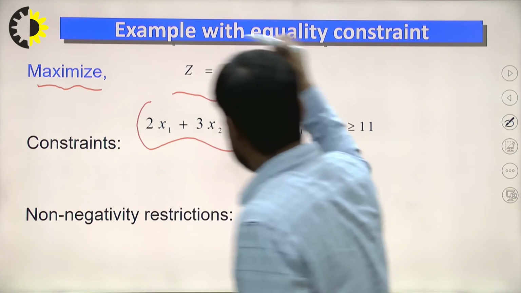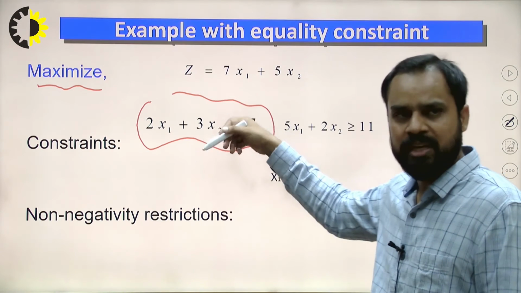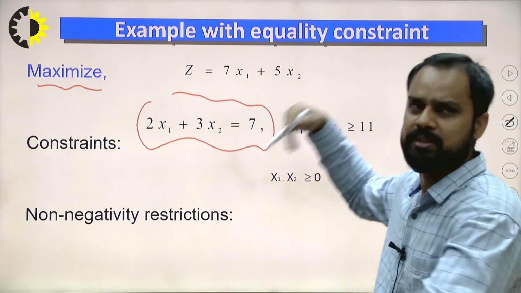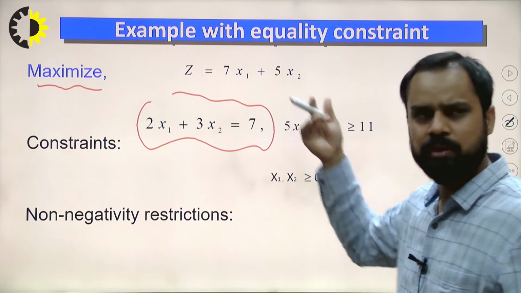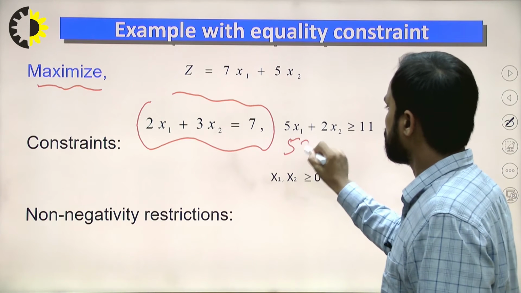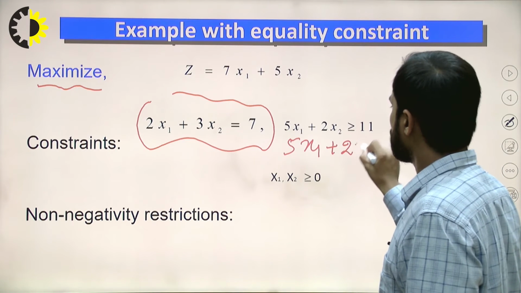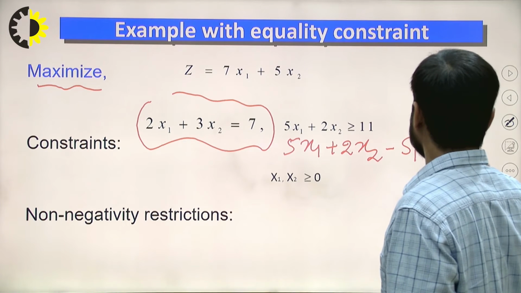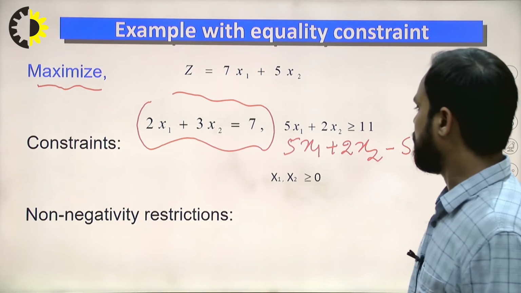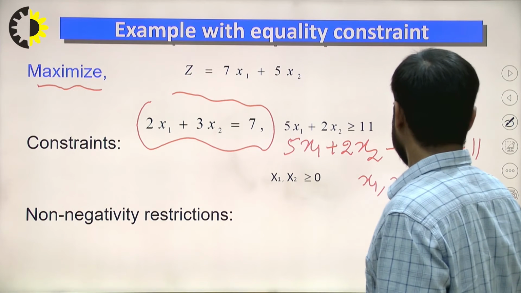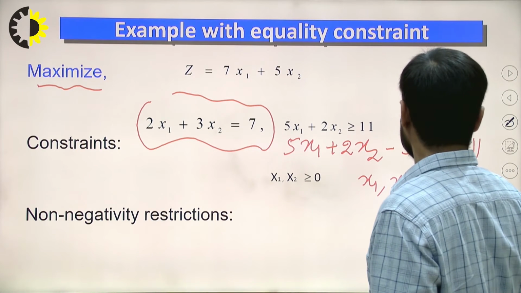Suppose this is an equation. I am not introducing any artificial variable in this equation because the left hand side is equal to the right hand side, so I am not introducing anything. And this constraint is of greater than type, so I can write this equation as 5x1 plus 2x2 minus s1 plus a1 is equal to 11, and the variables x1, x2, s1, a1 are greater than or equal to 0.